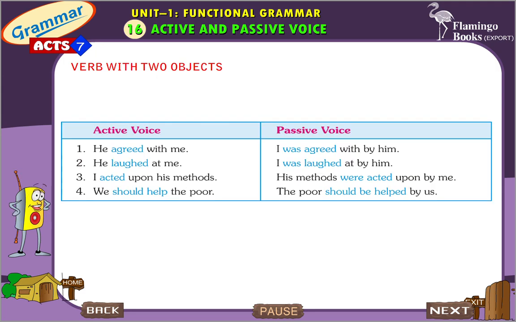Active voice, passive voice. He agreed with me. I was agreed with by him. He laughed at me. I was laughed at by him. I acted upon his methods. His methods were acted upon by me. We should help the poor. The poor should be helped by us.